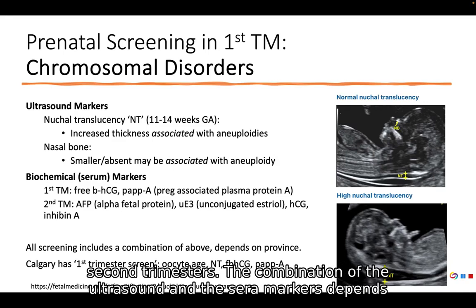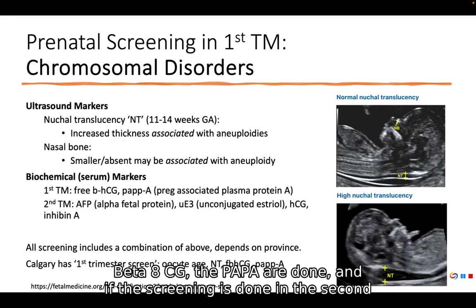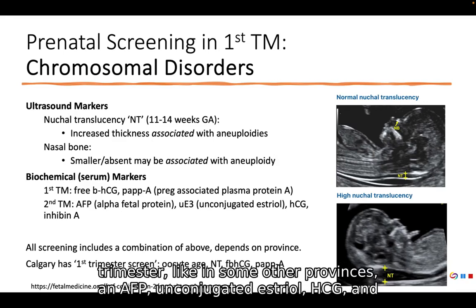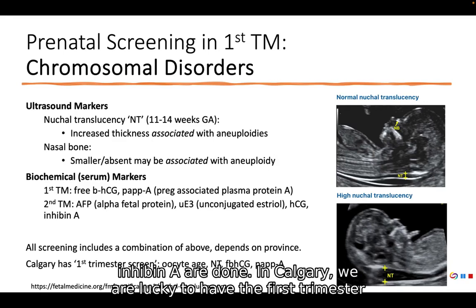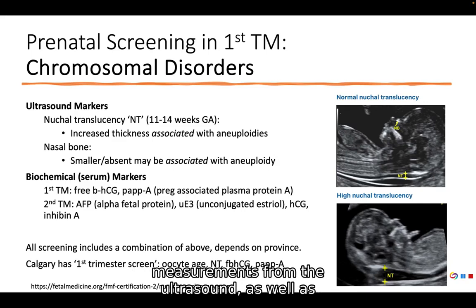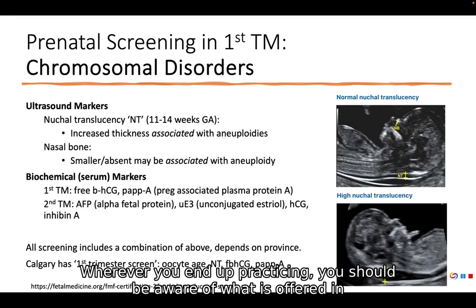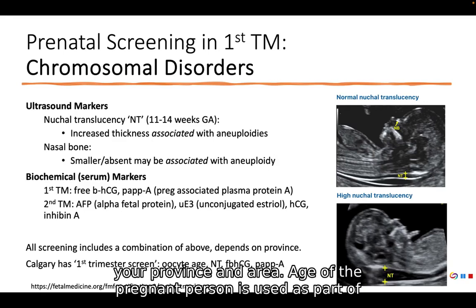The combination of the ultrasound and the serum markers depends on the provincial screening program. If done in the first trimester, the free beta HCG and the PAPP-A are done. And if the screening is done in the second trimester, like in some other provinces, an AFP, unconjugated estriol, HCG, and inhibin A are done. In Calgary, we are lucky to have the first trimester screen, which combines the person's oocyte age, the nuchal translucency measurements from the ultrasound, as well as the free beta HCG and the PAPP-A. Wherever you end up practicing, you should be aware of what is offered in your province and area.